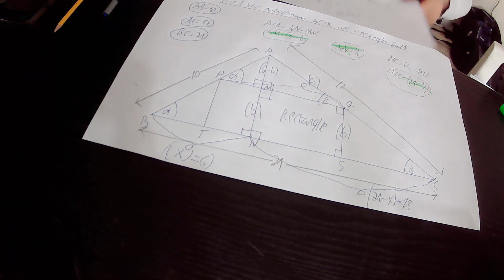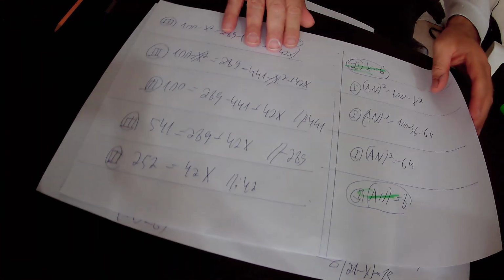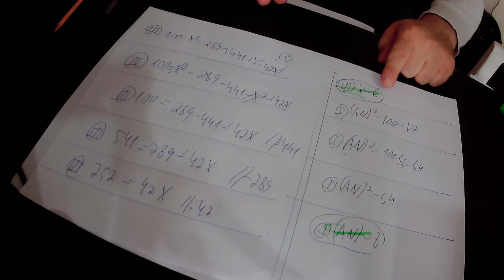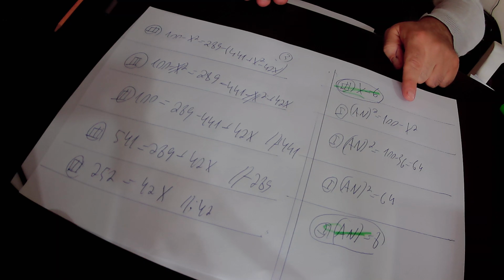The next step, we return to equation 1. According to equation 1, AN squared equals 100 minus x squared.